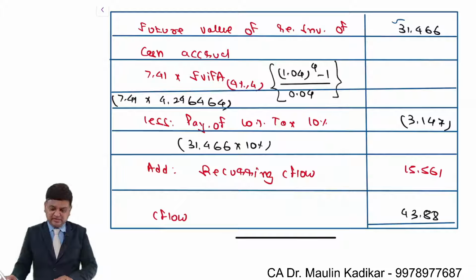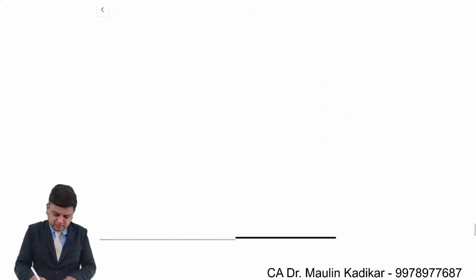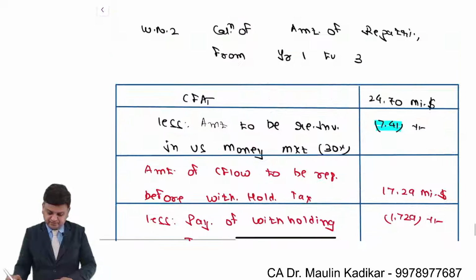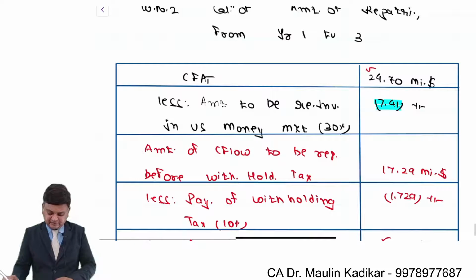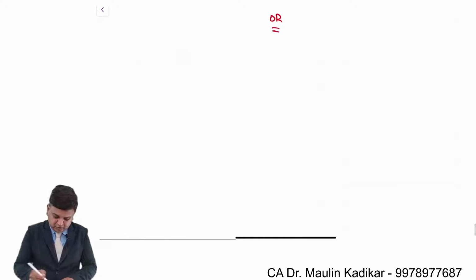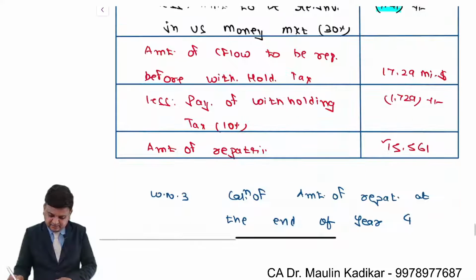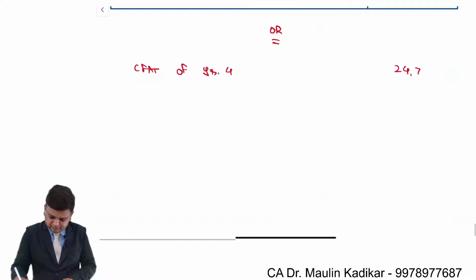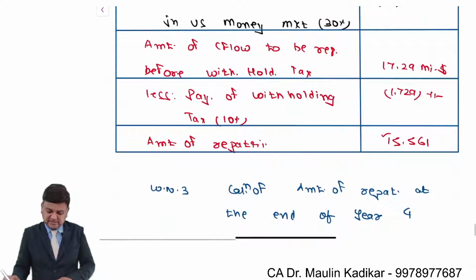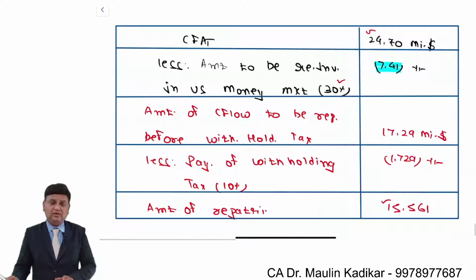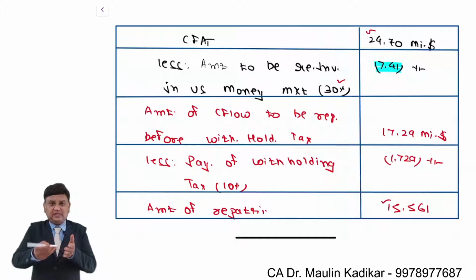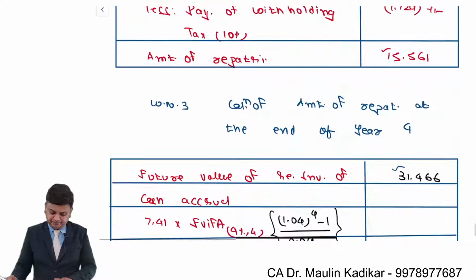We can do this answer with an alternative method. I am explaining that to you. If at all you want to do with that method, the 4th year cash flow, you can do it like that also. We can say CF18 of year 4 is 24.7. This 30% will not be calculated because in the fourth year there is nothing which is reinvested.